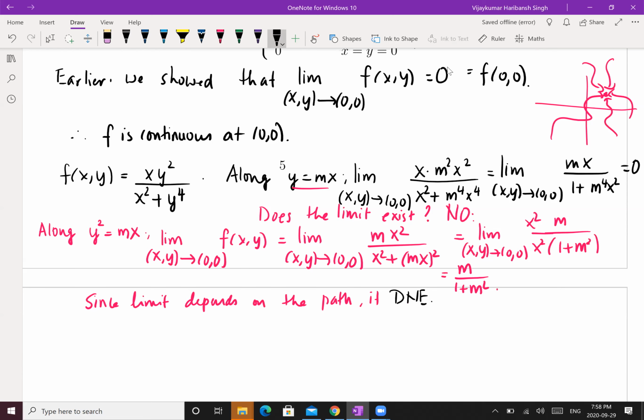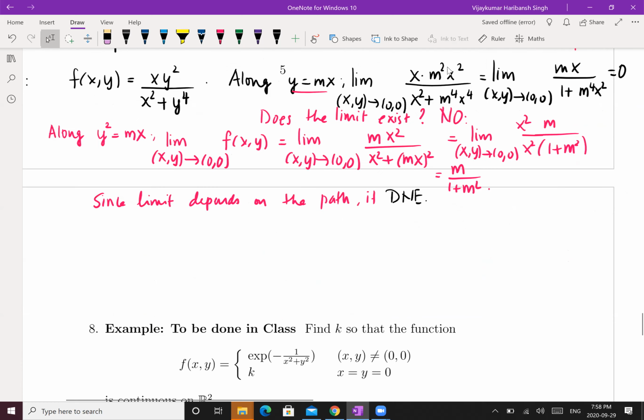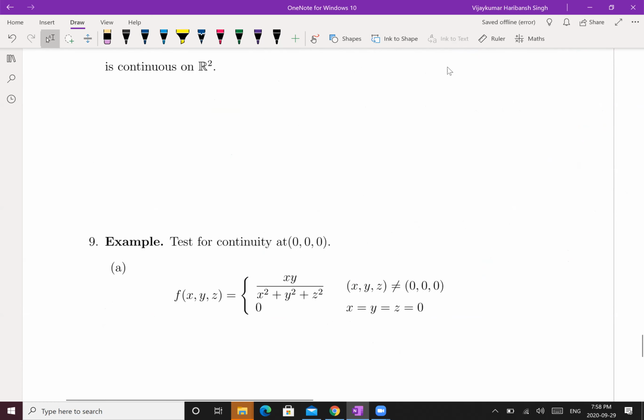So here's the take-home message from this: if you want to show that the limit exists, showing it exists along different paths is futile. You choose the path only when you want to show that the limit does not exist. If you want to show that the limit does exist, however, either use the definition or use the squeeze theorem. These are the only tools we have in our hand at the moment. Okay, so this problem, I'll do it in the class.